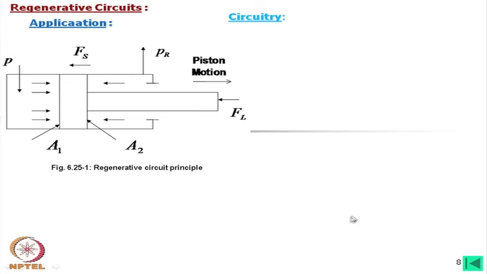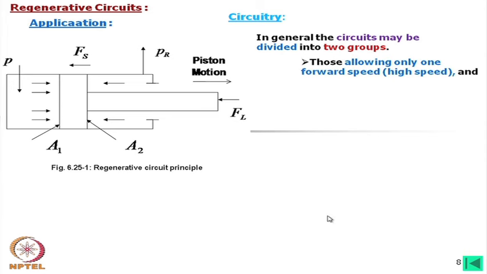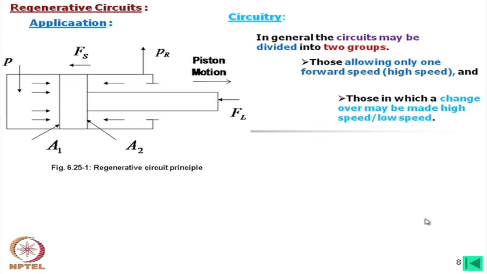Now, we will think of the circuit, how we can make the different circuit in the regenerative process. In general the circuits may be divided into two groups, those allowing only one forward speed, high speed, and those in which a changeover may be made, high speed, low speed, etcetera. So, in one application for regenerative, simply we are mixing the oil for forward motion, and while it is written only, then it is a simple circuit.